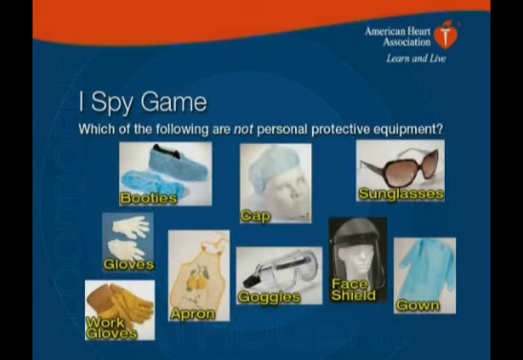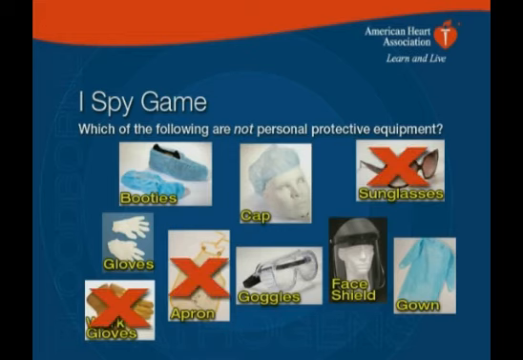Which of the following are not personal protective equipment? The items that are not personal protective equipment are the sunglasses, work gloves, and kitchen apron.